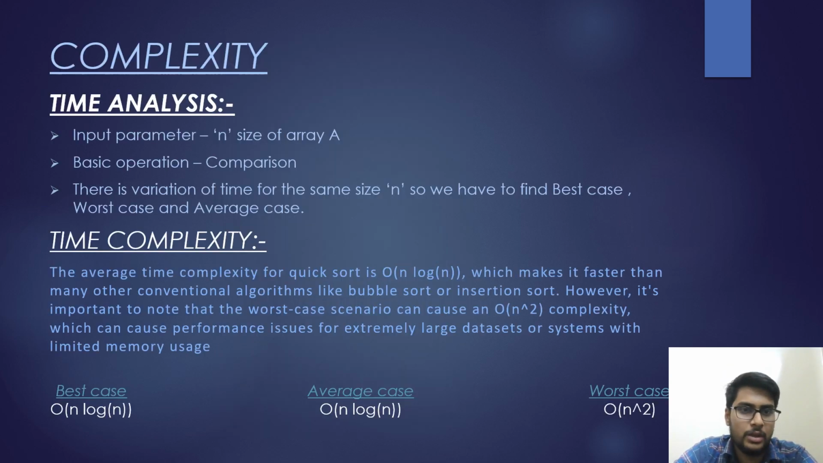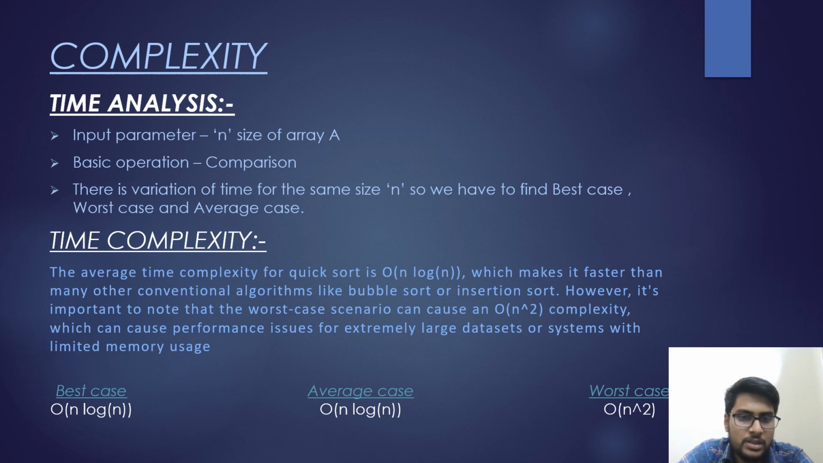After the example, we are going to complexity. There are two types of complexity: space complexity and time complexity. The time analysis has input parameter n, the size of array A, and the basic operation is comparisons. There is a variation of time for the same size n. So we have to find the best case, worst case, and average case time complexity.